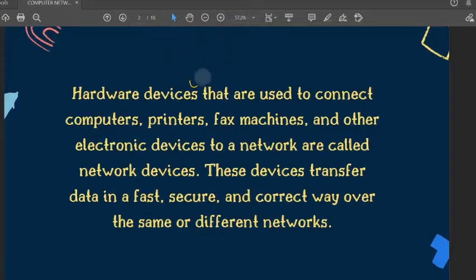So these devices transfer data in fast, secure and correct ways over the same or different networks. It can be between two LANs, or between a LAN and a WAN, or LAN, WAN, MAN. If you know what these are, then you will understand how to connect networks.